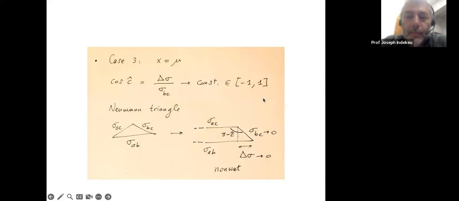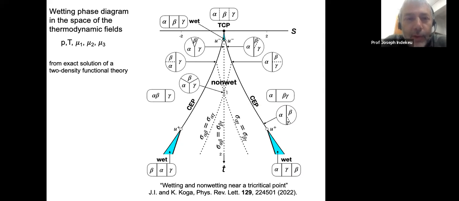And now, interestingly, this possibility x equals mu, which was not considered in the experimental paper, and may have affected the conclusion also, is realized in a density functional theory using two densities, which is the minimum to make sense of this system, and using three phases that coexist.